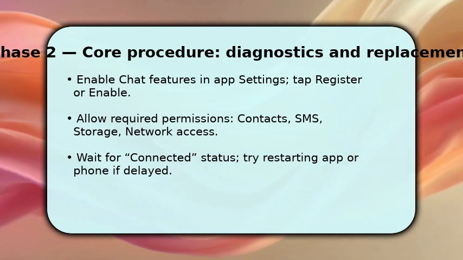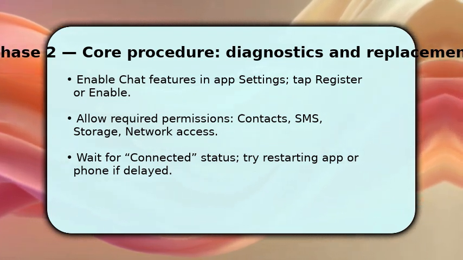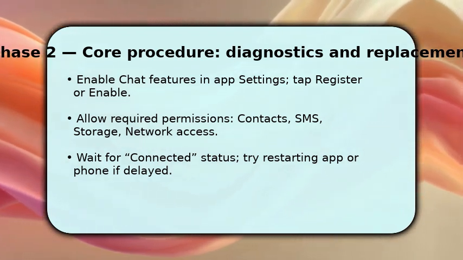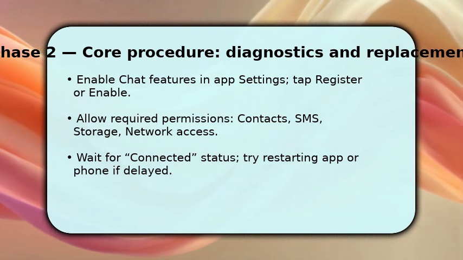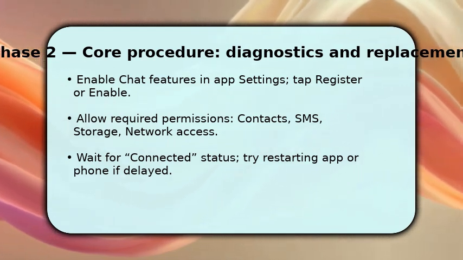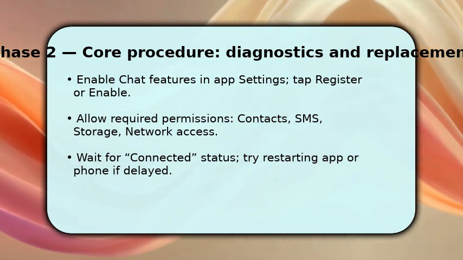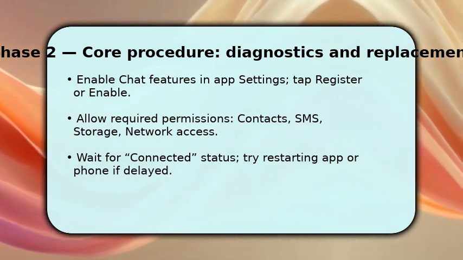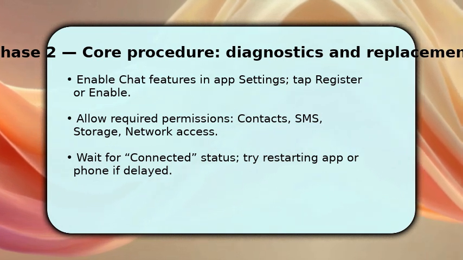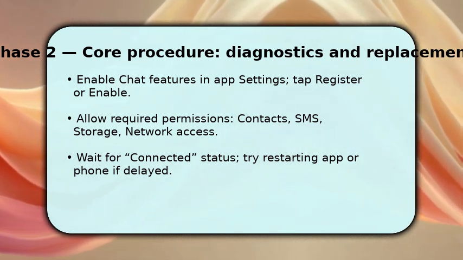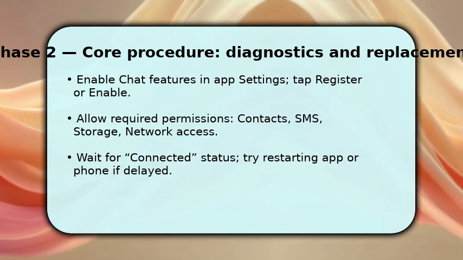Allow permissions for contacts, SMS, storage, and network access. Those let the app verify your phone number and sync features. During provisioning, the app exchanges encrypted tokens. This can take a minute or two. If the app shows connecting, wait patiently. Once it flips to connected, test by sending an RCS message to a known RCS user.